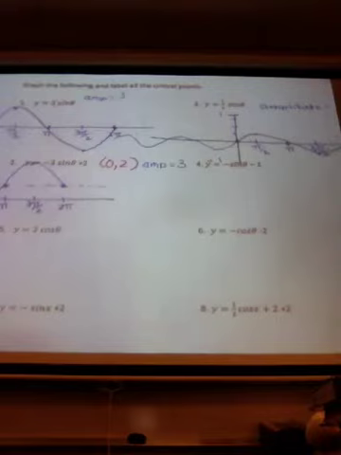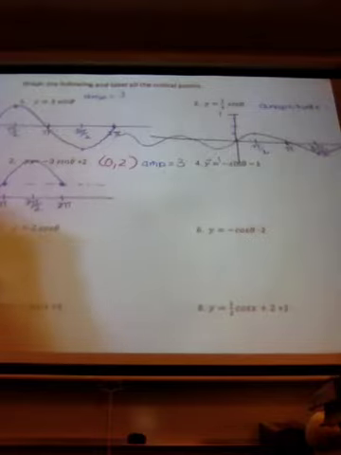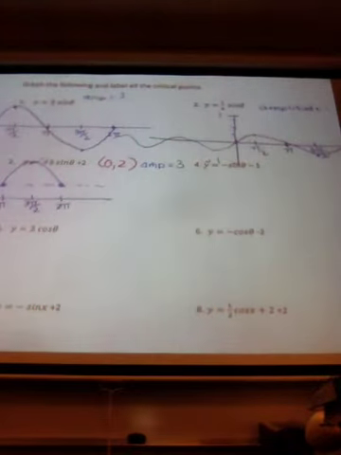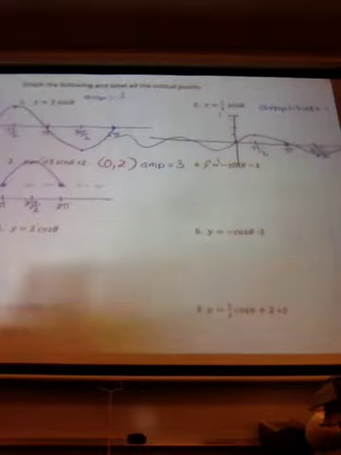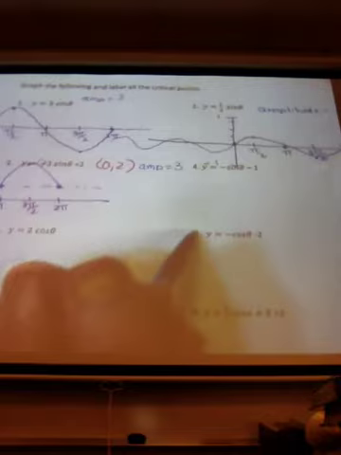That doesn't follow the max, 0, and then 0, max, 0. No, why doesn't it go 0, maximum? Because the A is negative. So it's reflected. Okay? Let's try number 5, and then I'm going to have you guys do 4, 6, and 8.